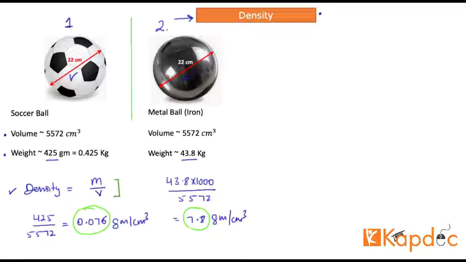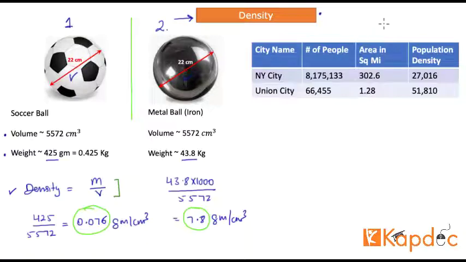Okay, now let's take a look at a different situation. In this, we are comparing the population of two cities: New York City, where we have some 8 million people living, compared to Union City, where we have about 66,000 people. And when you look at statistics like this, with only the number of people in your study, you will definitely say that, yes, New York City is more populated than Union City.